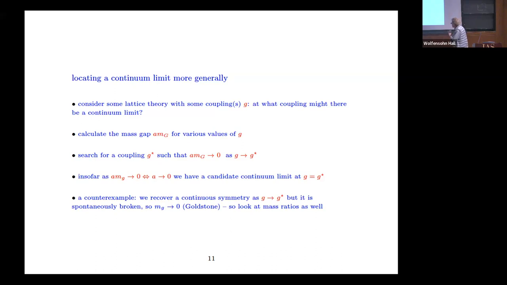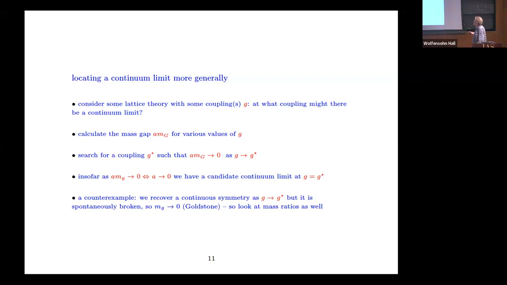However, that's a necessary condition, but it's not a sufficient condition because, for example, it might be the case that there is a continuous symmetry that is recovered as G goes to G star. That's what's really happening: you're recovering a continuous symmetry. You have several couplings, and at some values of G star, you have the symmetry back again. But this symmetry may be spontaneously broken, which means you have Goldstone bosons. So actually what may be happening is that the mass gap is going to zero, not the lattice spacing. That is a rather special case, but you have to be wary of that.